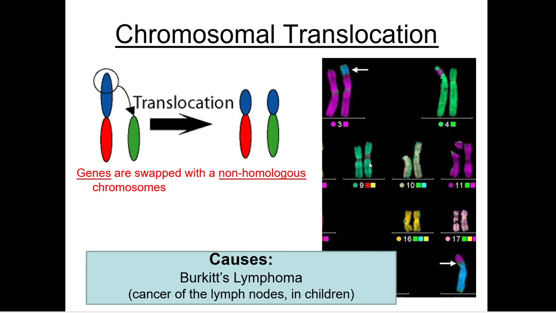So you can see here on chromosome 3 there's a piece that got translocated, and the little piece here ended up all the way down here onto this chromosome. So they flip-flopped. And some of the causes, or what we see from this when this happens, is called Burkitt's lymphoma. So this is a cancer of the lymph nodes, and it happens most of the time in children from this kind of mutation.